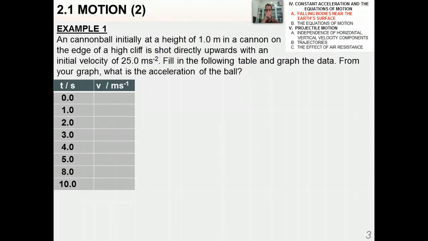Fill in the following table and graph the data. From your graph, what's the acceleration? Okay, well, these are the values that I got for V.